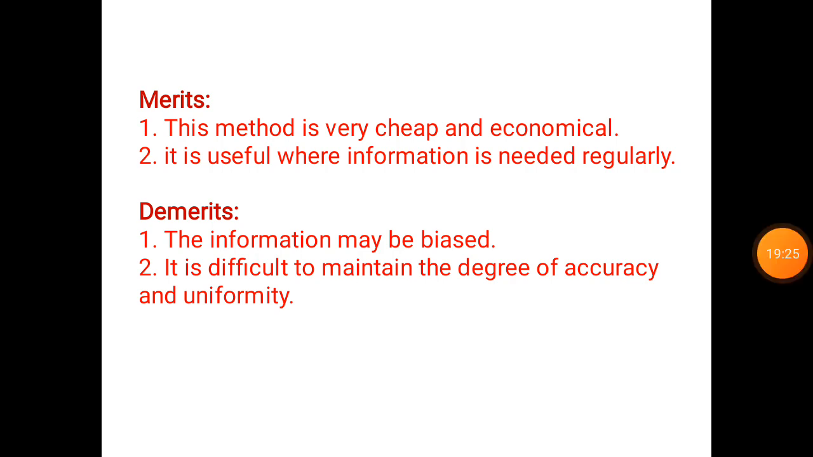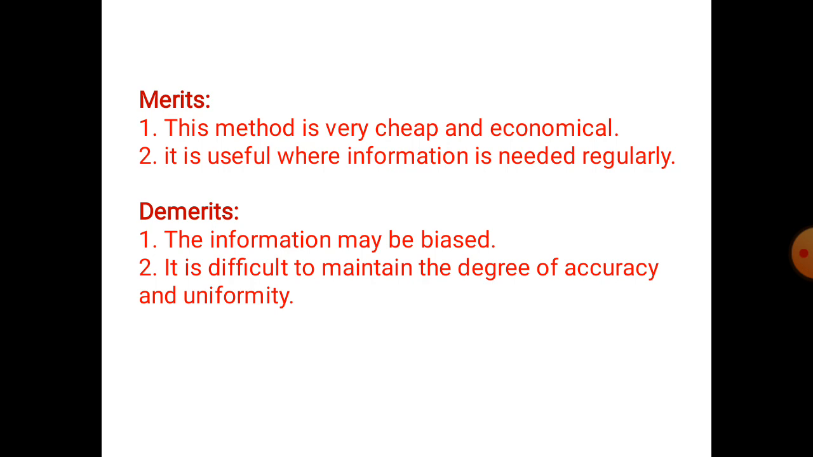First one is, the information may be biased. Here what happens is, these agents or correspondents may manipulate the data as per their requirement. So the information you are going to get is biased information. Second one is, it is difficult to maintain the degree of accuracy and uniformity.